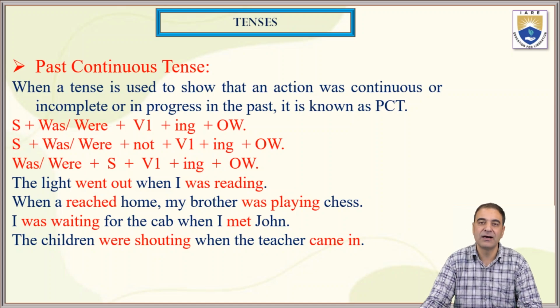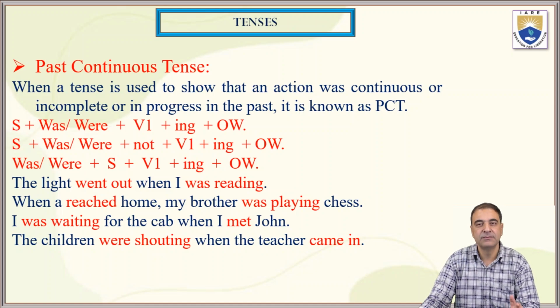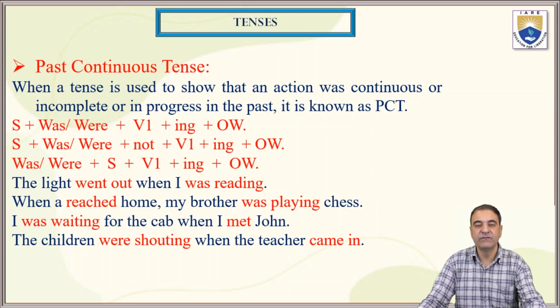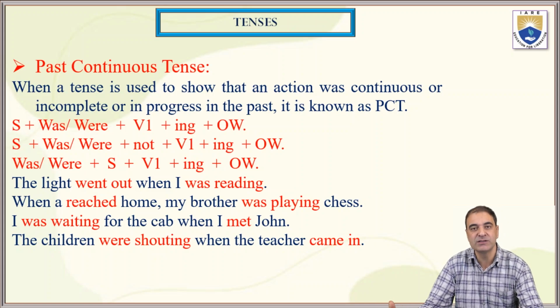And now the question arises, how do we make a WH question? Just add WH before the helping verbs. Like in the third structure, it's was, were. Start the sentence with WH, and it will become a WH question. Okay. Now, we use this tense to express or to talk about an action that was in progress in the past, or that was incomplete in the past, or that was continuous in the past.